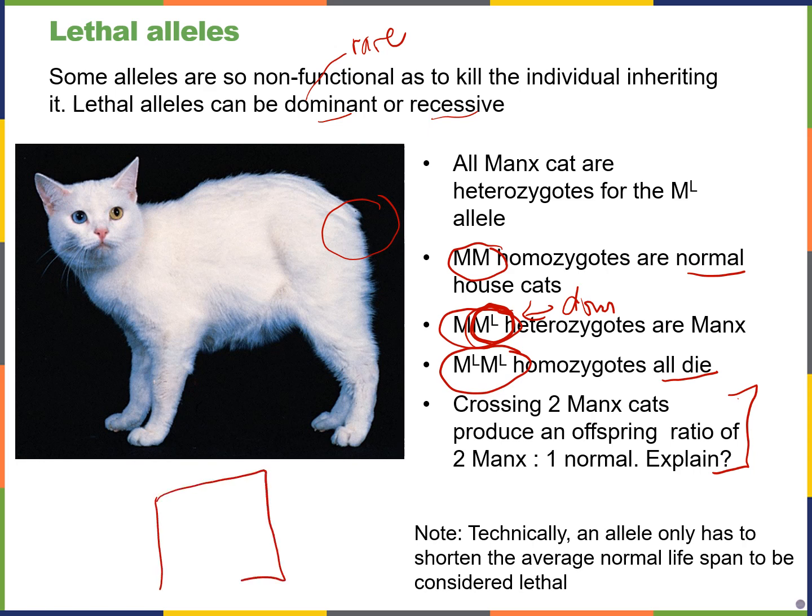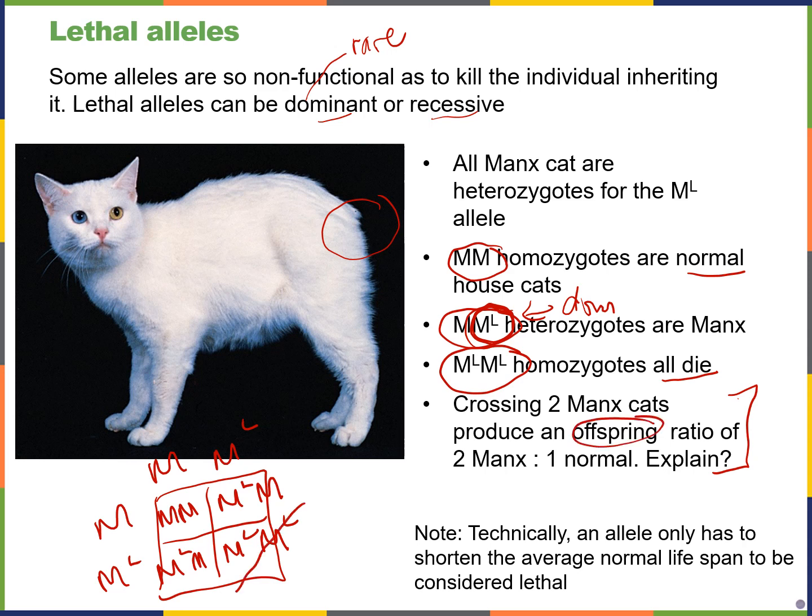So let me do that. We have our Punnett square. So I get a normal cat, a heterozygous, another heterozygous down here, and then a homozygous lethal cat. 2 Manx to 1 normal cat. That's the offspring ratio because that is lethal. That cat will not survive. You're going to see a 2-to-1 ratio of offspring.